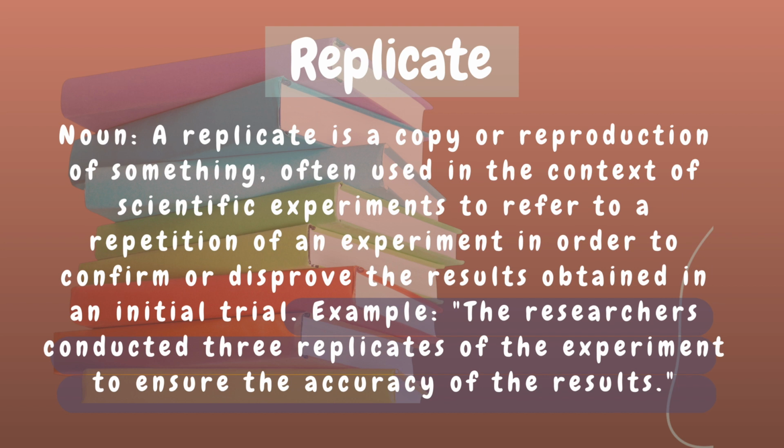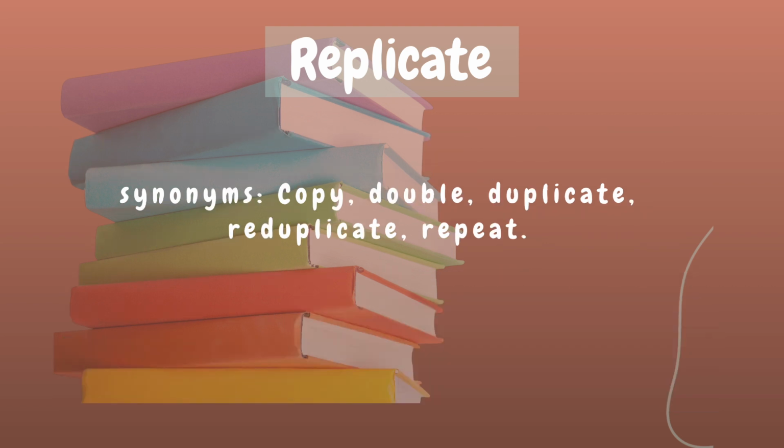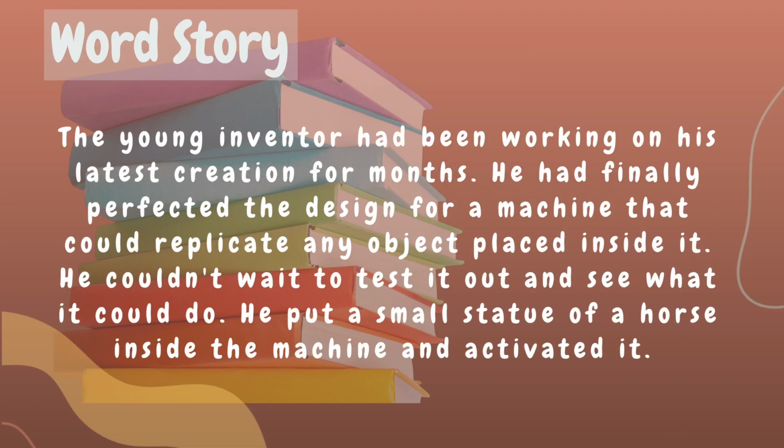Noun: a replicate is a copy or reproduction of something, often used in the context of scientific experiments to refer to a repetition of an experiment in order to confirm or disprove the results obtained in an initial trial. Example: the researchers conducted 3 replicates of the experiment to ensure the accuracy of the results. Synonyms: copy, double, duplicate, reduplicate, repeat.